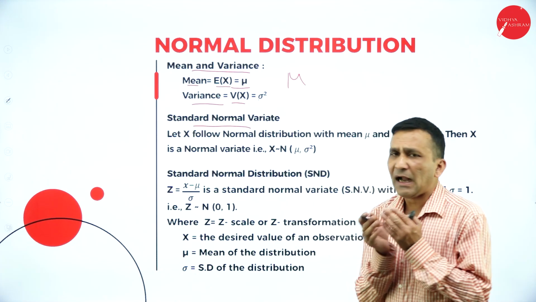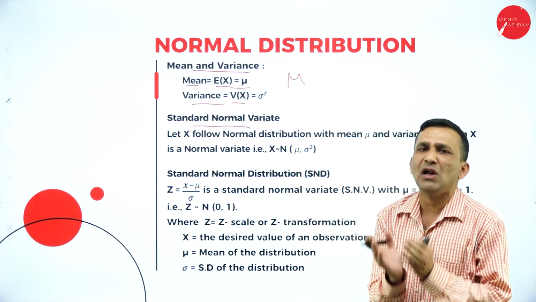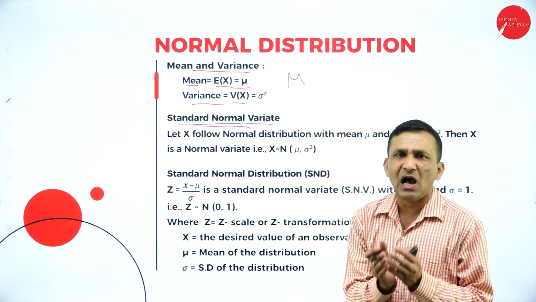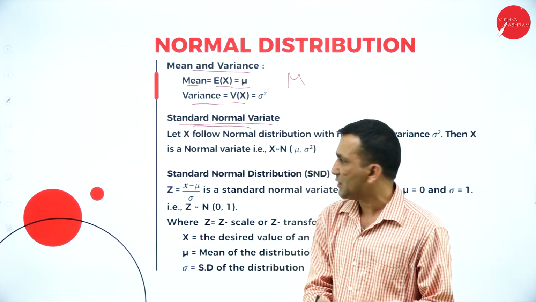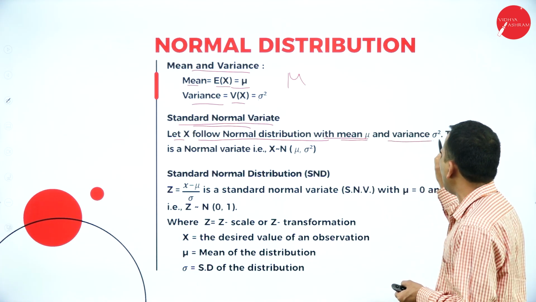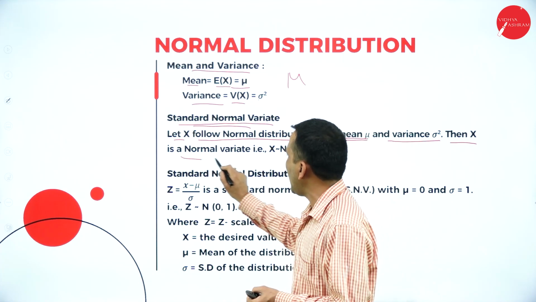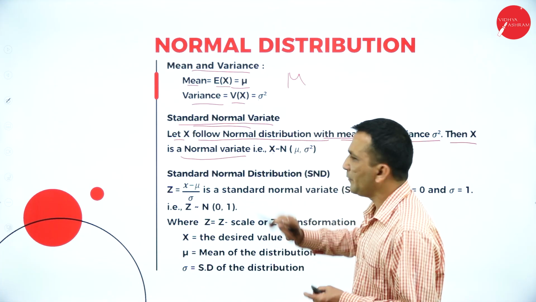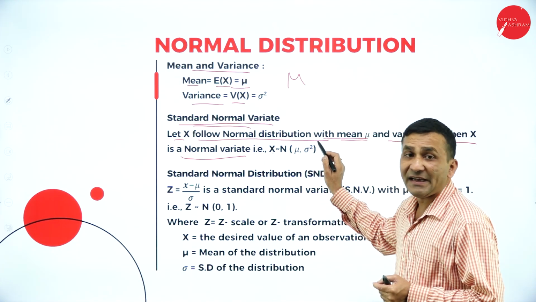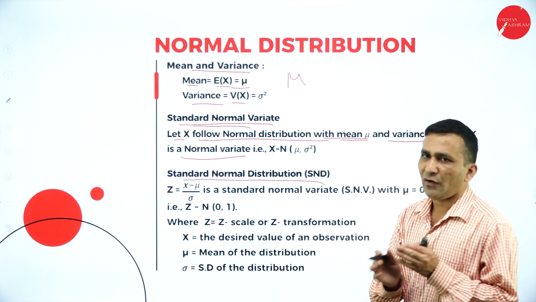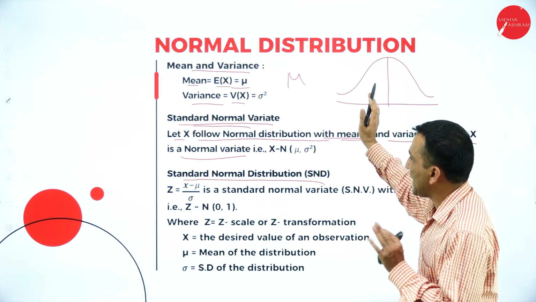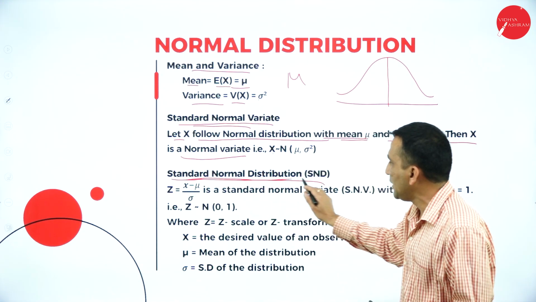In case we are setting some standard in the normal distribution, we call it a standard normal variate, and under the standard normal variate we solve the problems. So let x follow a normal distribution with parameters mean and variance. Then x is a normal variate, x tends to N(mu, sigma squared). Under the normal distribution, the bell-shaped curve, we are setting some standard; that is what we call the standard normal distribution.